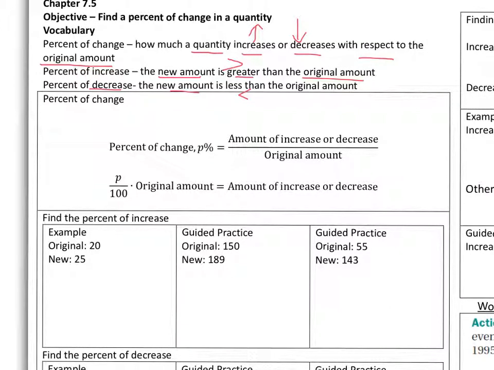Okay, so we can represent the percent of change as the amount of increase or decrease divided by the original amount. And we can rewrite this as P over 100 multiplied by the original amount equals the amount of increase or decrease. In other words, the original amount was multiplied to both sides of this equation.